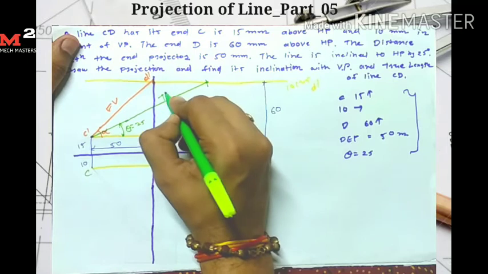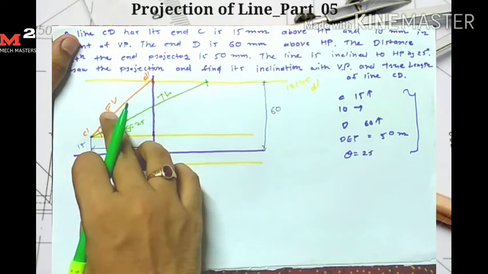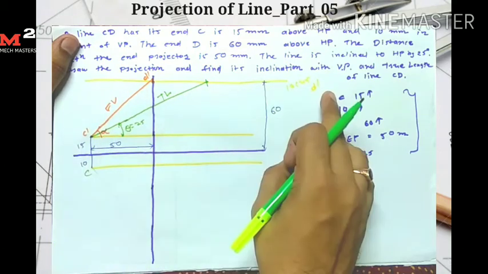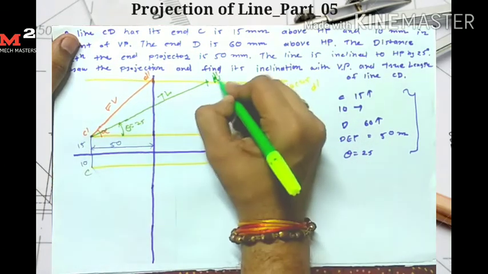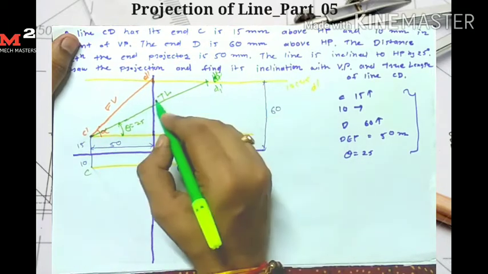Okay, so this line is my true length, because we know that the true length and front view have end points on the same horizontal line. Okay, so here I get my point D1 dash. So C dash D1 dash is my true length.